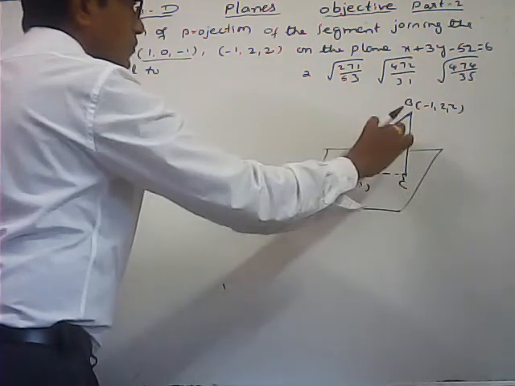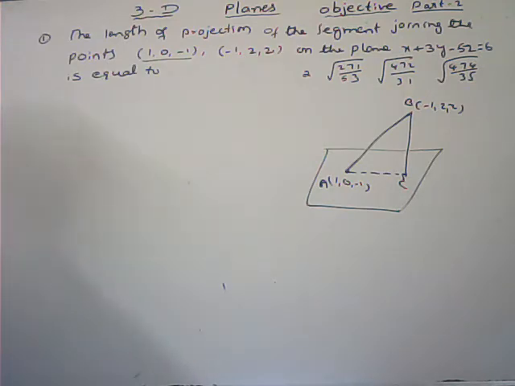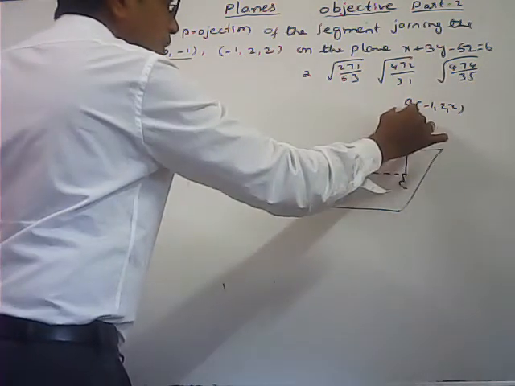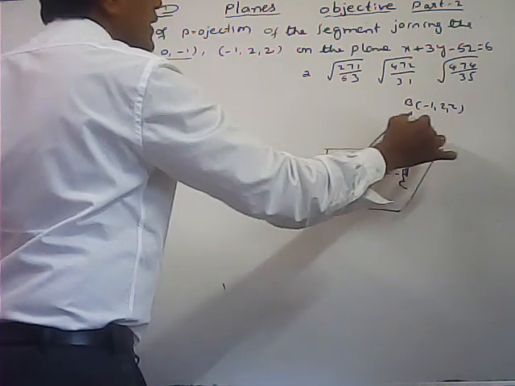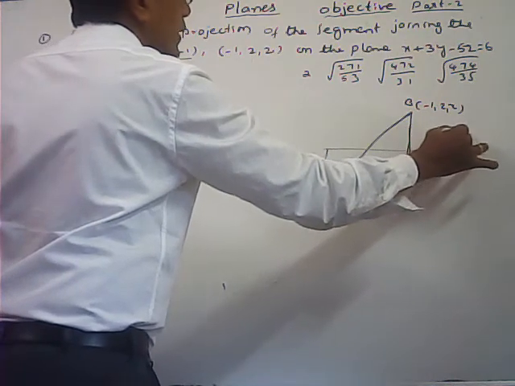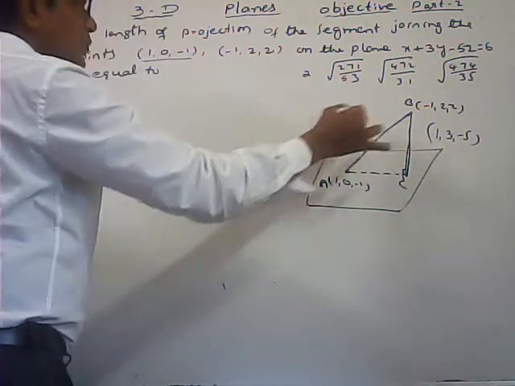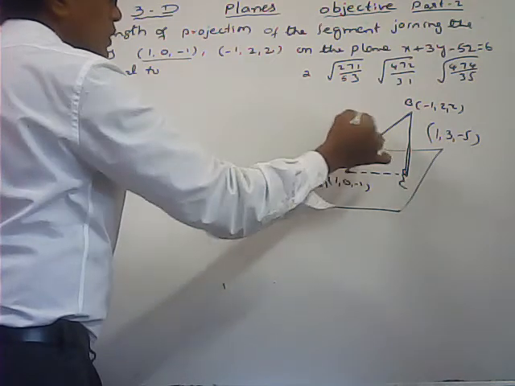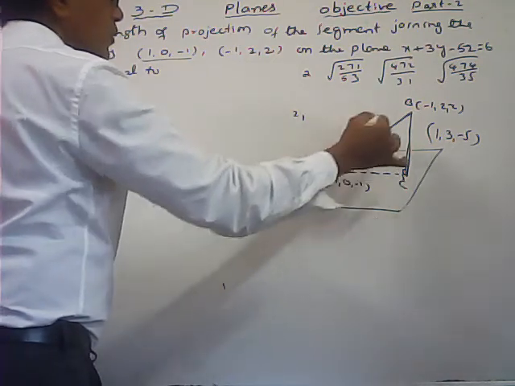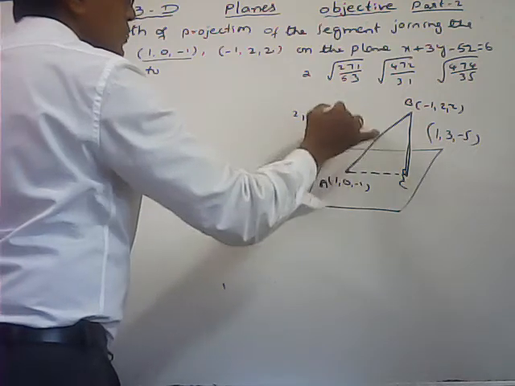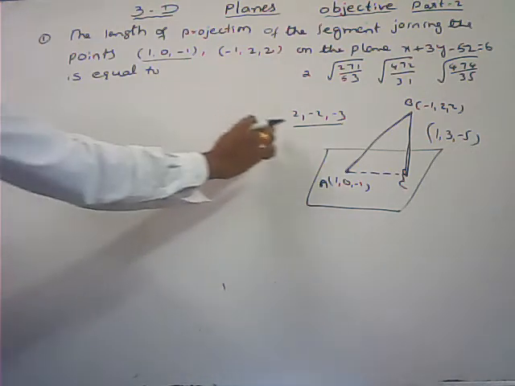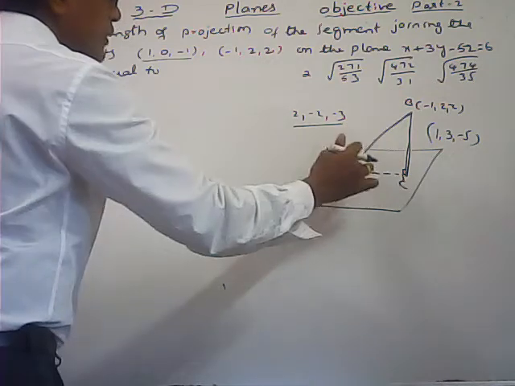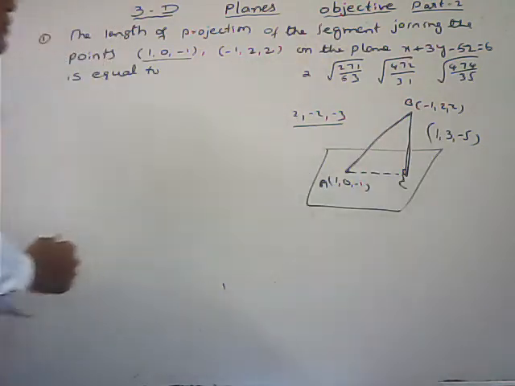AC is the projection of AB. Now BC is perpendicular to the plane. So the normal DRs of the plane are in the direction of 1, 3, -5. And what are the DRs of AB bar? x2 minus x1, y2 minus y1, z2 minus z1. Here these are -2, 2, -3. These are the DRs of AB and the normal DRs of the plane are 1, 3, -5.